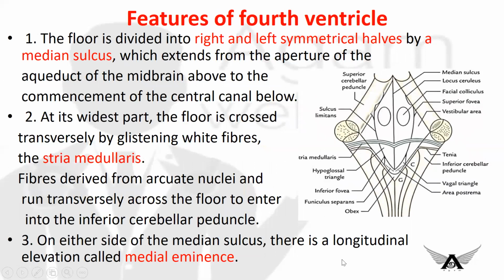Now, this is the most important 5-mark question: features of the fourth ventricle. You can see this lozenge-shaped or rhomboidal, diamond-shaped cavity of the fourth ventricle. This is the superior cerebellar peduncle, which we have already discussed. This is the inferior cerebellar peduncle, the cuneate and gracile tubercle. So we'll go through the features of the fourth ventricle.